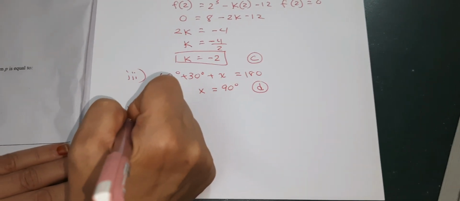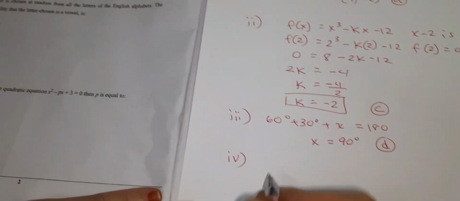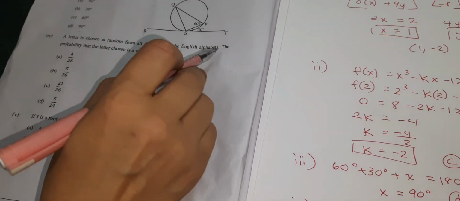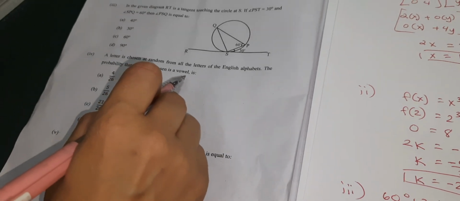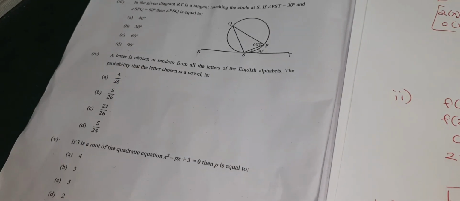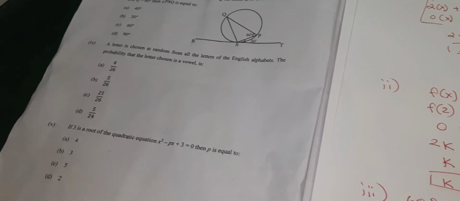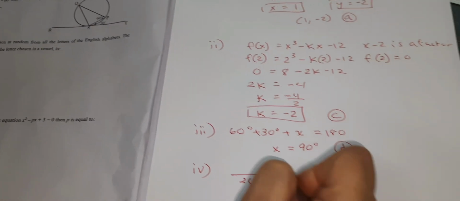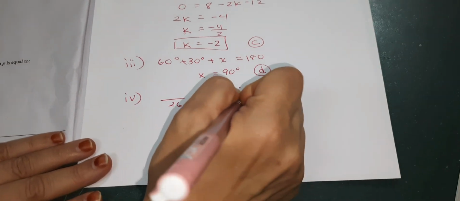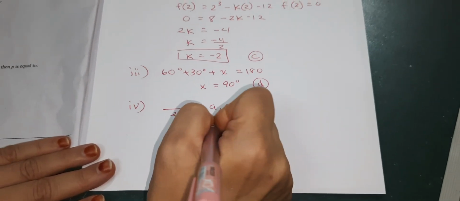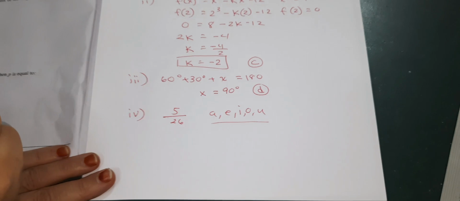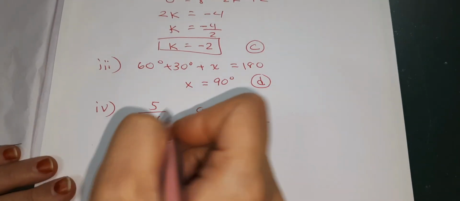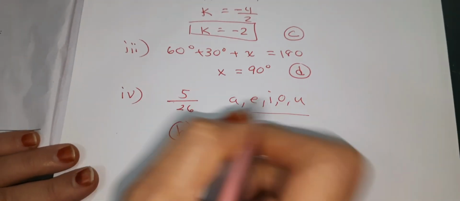The fourth one. A letter is chosen at random from the letters of the English alphabet. The probability that the letter chosen is a vowel is, first of all, we have to remember that the English alphabet has 26 letters total, and the vowels are A, E, I, O, and U, which is 5 of them. So 5 out of 26 is your probability, which is option B. Right? So now we'll go on to question 5.